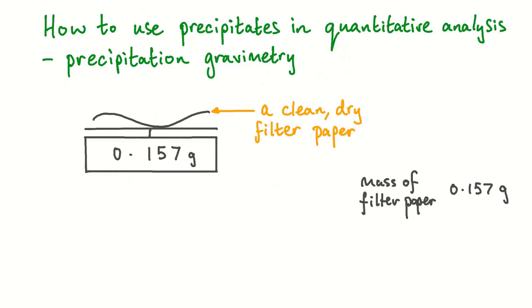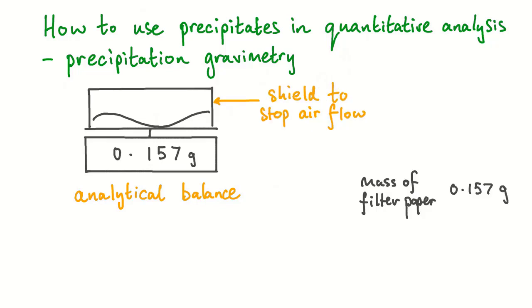For example, the mass of a dry, clean filter paper is recorded on a 3 decimal place balance. Balances that are accurate to the nearest 0.1 of a milligram are often referred to as analytical balances. They measure mass to 4 decimal places. As these balances are very sensitive, they usually incorporate a draft shield to stop airflow.